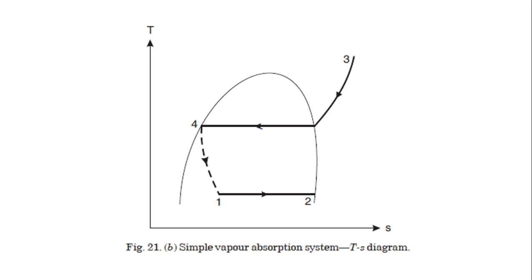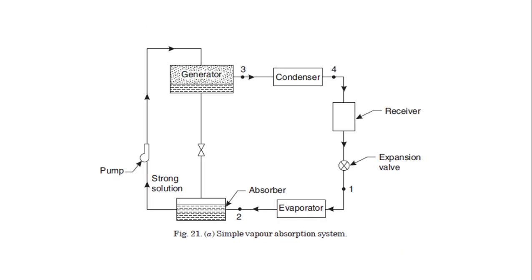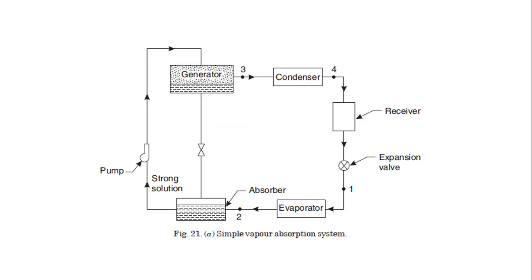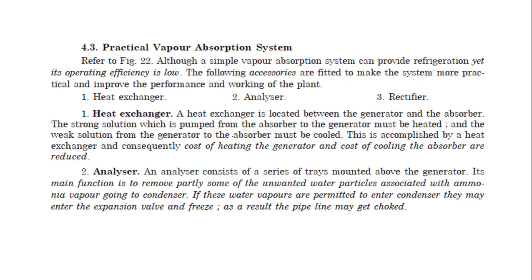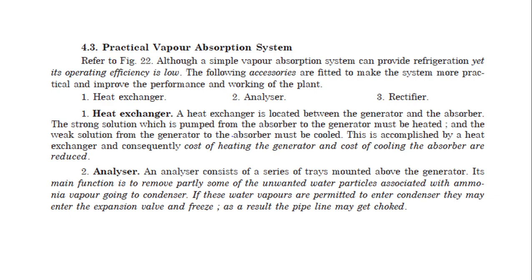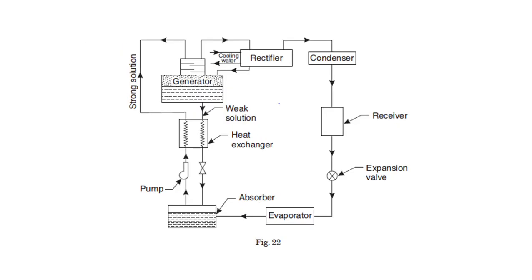Here you may note in the T-S diagram, 1 to 2 is the evaporator, where the refrigerating effect is produced, 3 to 4 is the condenser which condenses the vapor, and 4 to 1 is the expansion process. As you have seen in the vapor compression refrigeration system, 2 to 3 would be the compressor work. These are the components present in the practical vapor absorption system: one is the heat exchanger, second is the analyzer, and third is the rectifier.